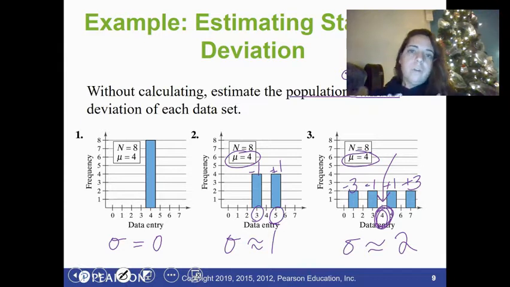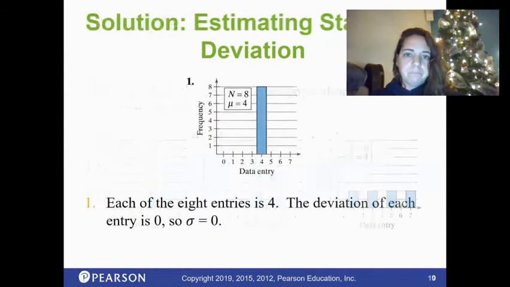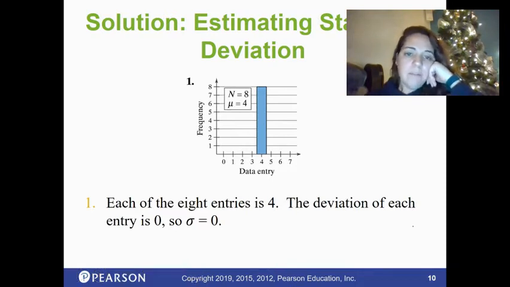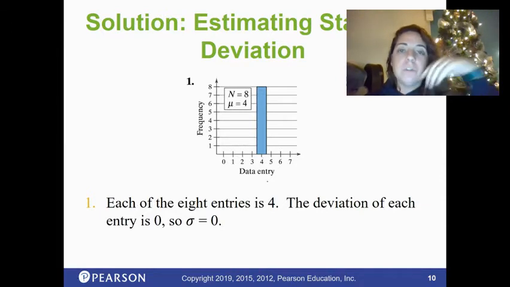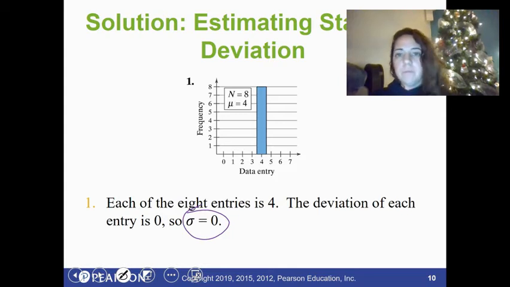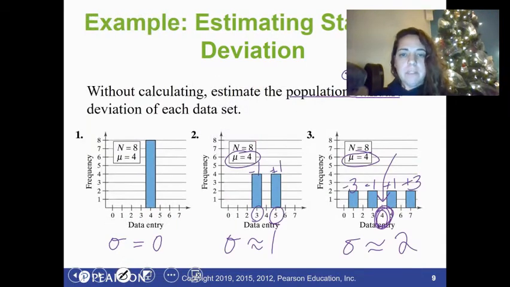So now we're going to look through the official answers for all this and how you get them, and kind of skim through what I just said. On that first one, each of the 8 entries was 4. All the answers were 4. So there was no spread at all. So yeah, the standard deviation was 0. And that's what we said when we guessed. Remember?